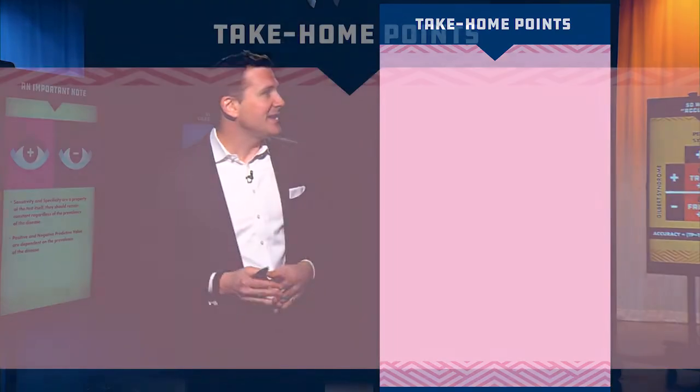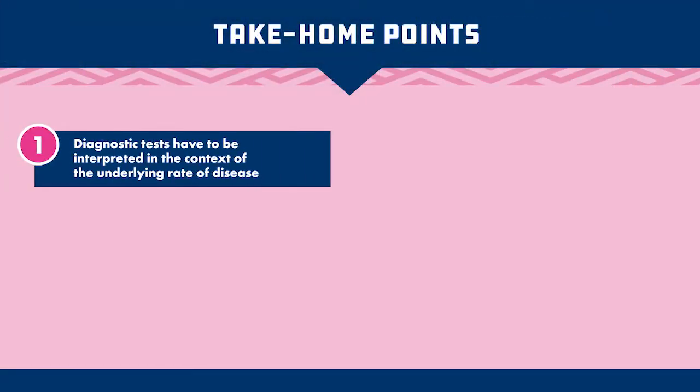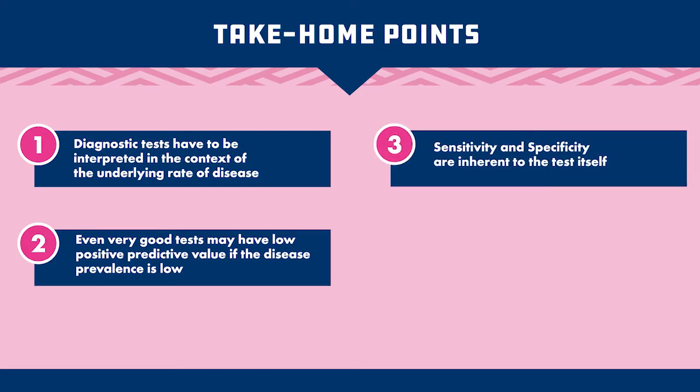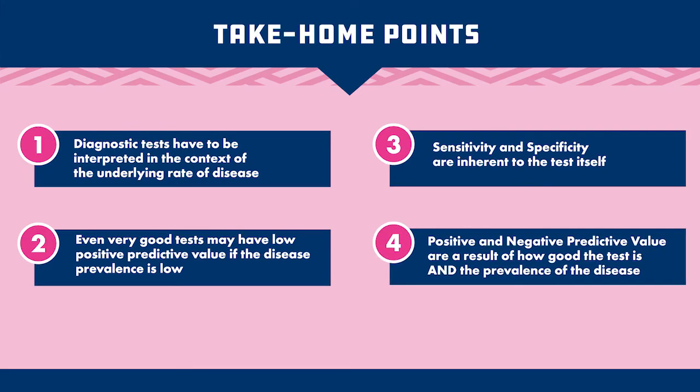Take-home points here. Diagnostic tests have to be interpreted in the context of the underlying rate of disease. Even very good tests may have low positive predictive value if the disease prevalence is low. So think about that when you're testing for rare diseases. Sensitivity and specificity are inherent to the test itself. They can tell you how good a test is, but remember, its performance is really going to depend on who you're applying the test to. Positive and negative predictive value are a result of how good the test is and the prevalence of the disease.